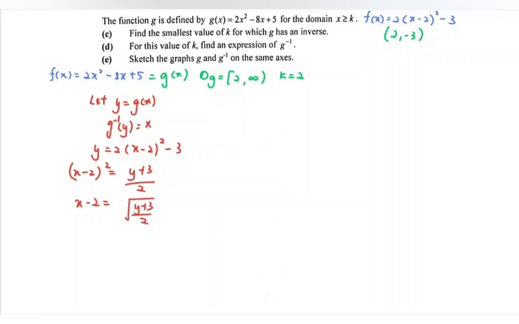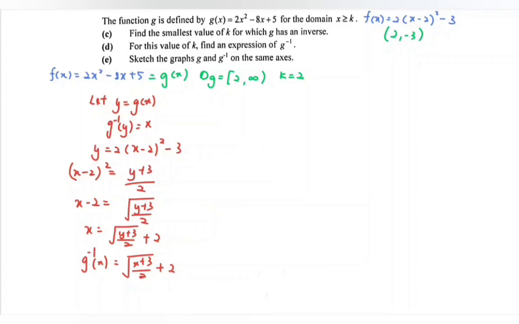Why only positive? Because of the domain. They say start from 2 until infinity, so we ignore the negative part. So x equals the square root of y plus 3 over 2, plus 2. So g inverse of x equals the square root of x plus 3 over 2, plus 2. So that is the function for g inverse.